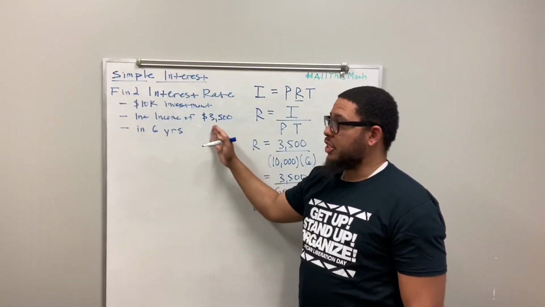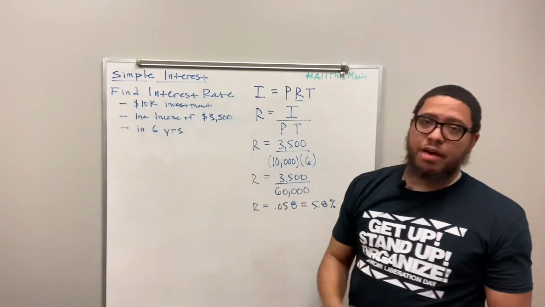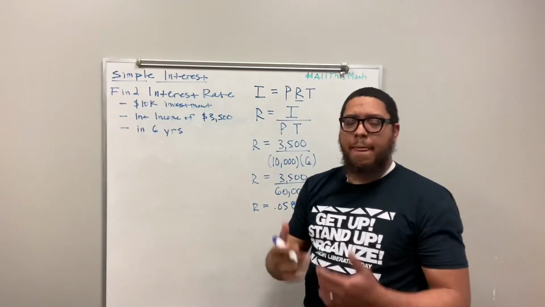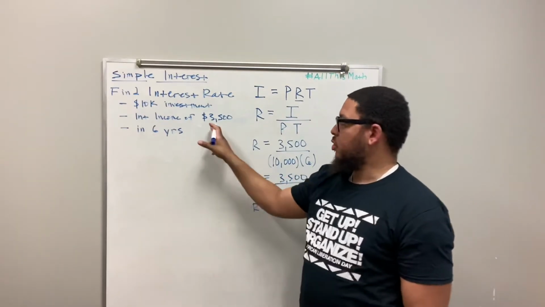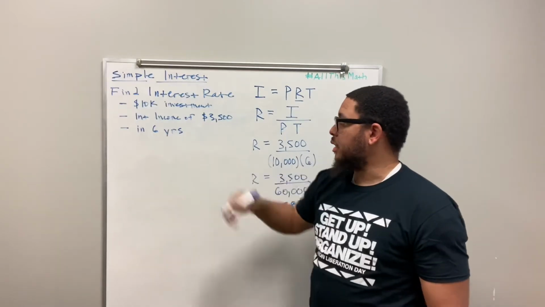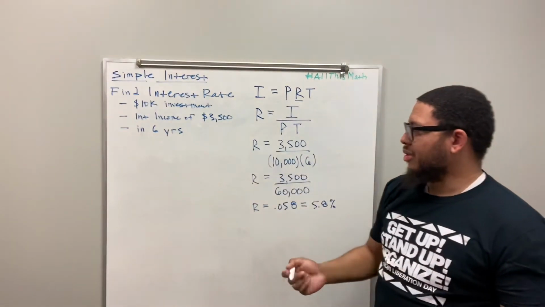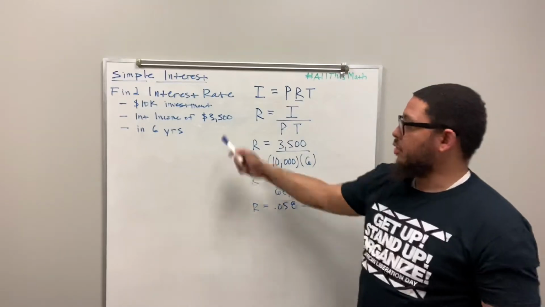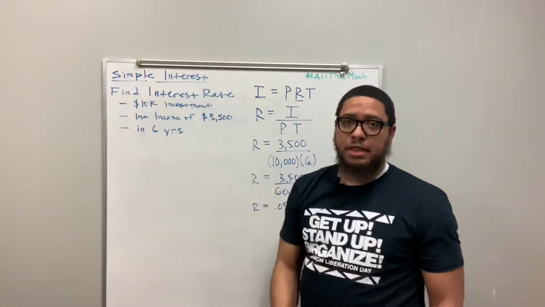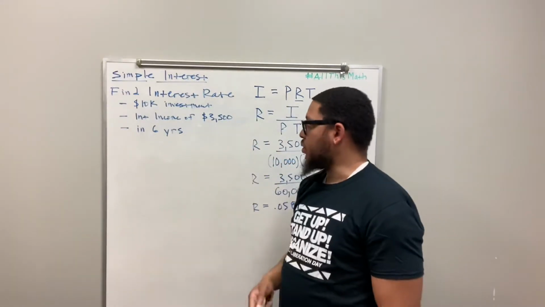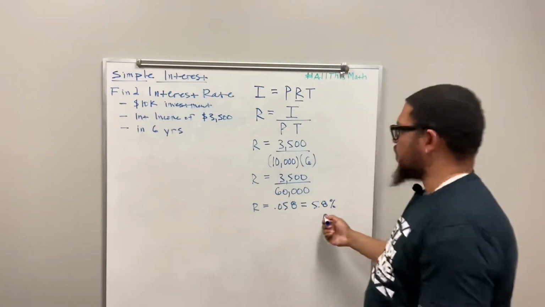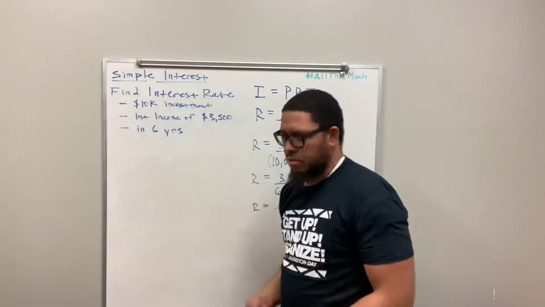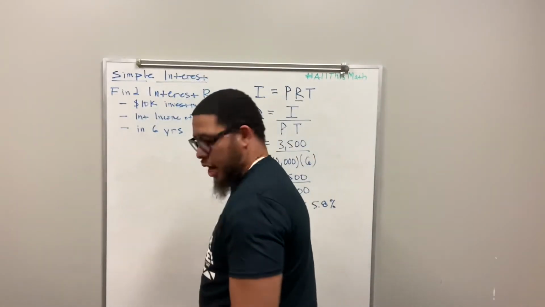And remember, with simple interest, you're getting the same amount of money every year. So, if you want to figure out how much money the person got on a year-to-year basis, you would just take 3,500 and divide it by 6. So a little less than $600. Because 3,600 divided by 6 is 600. And that's 3,500. So they got a little less than $600 every year at a 5.8% interest rate off 10 grand. That makes sense. All right, let's do one more example.